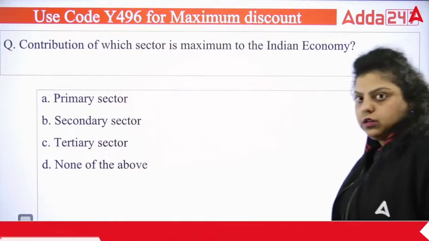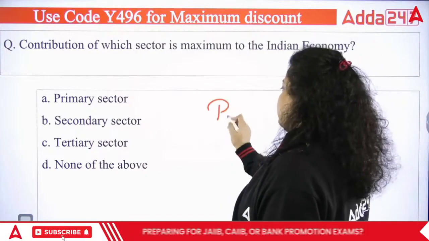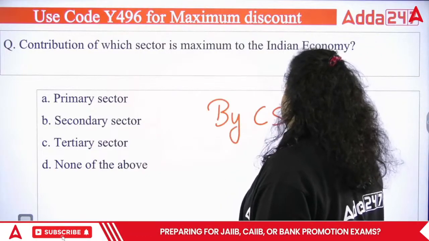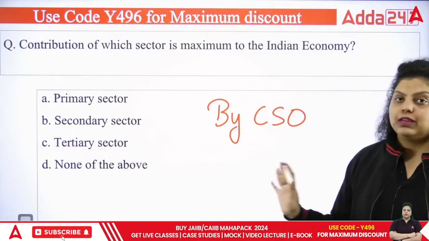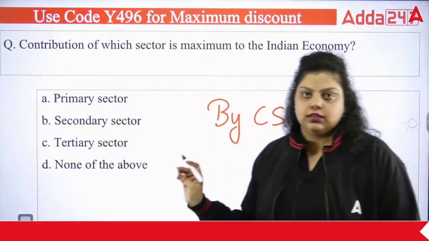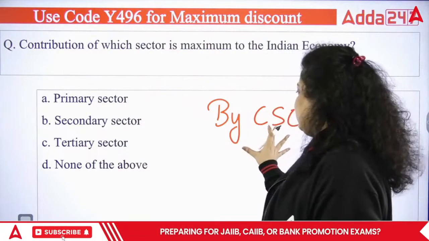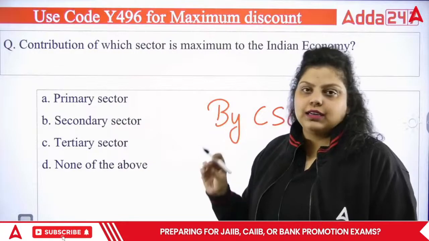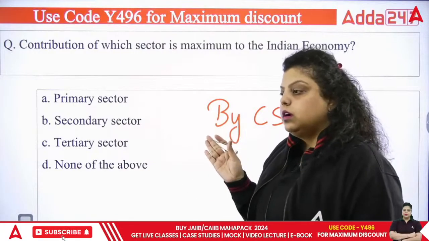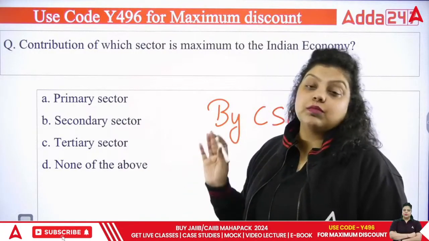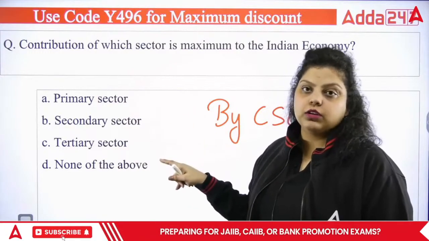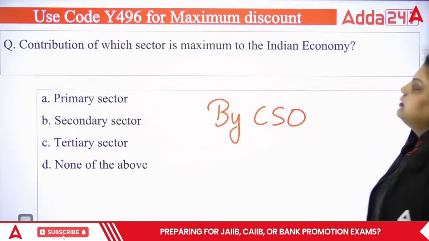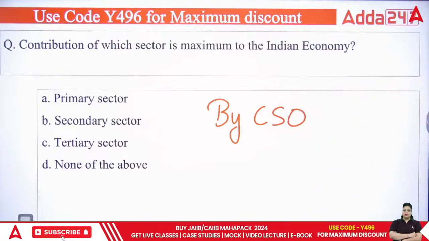So we have three sectors only. It is divided by the CSO, the Central Statistical Office. It used to be there, but in 2019 it was merged with NSSO. Now it is known as NSO only, that is the National Statistical Office. CSO was created to calculate all the statistical data in India. To calculate the national income, CSO divided the Indian economy into three sectors: primary, secondary, and tertiary.